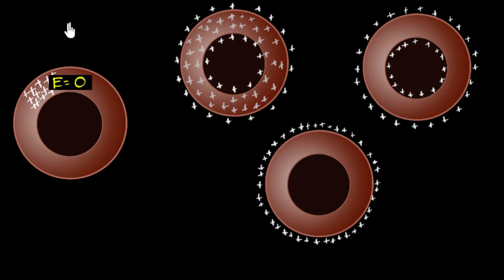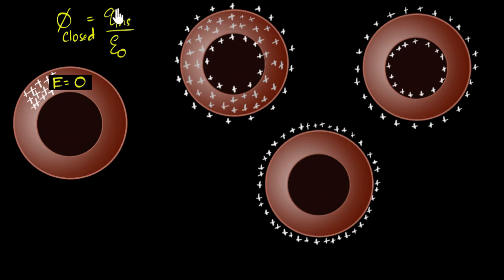Gauss's law states that if you consider any closed surface, the electric flux through it must equal the total charge inside that surface divided by epsilon naught. So here's the thing. I can just choose a closed imaginary surface and check whether there's any charge enclosed.